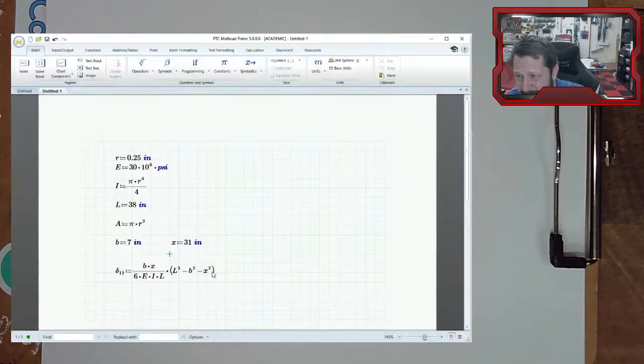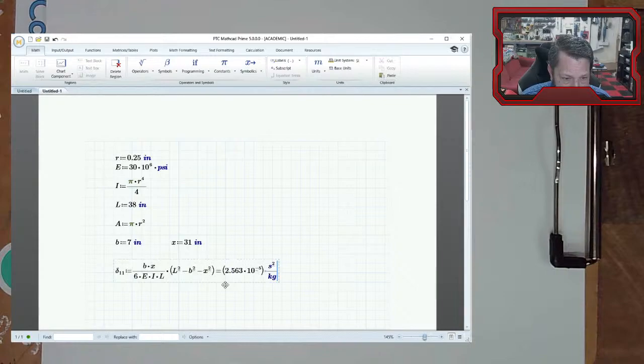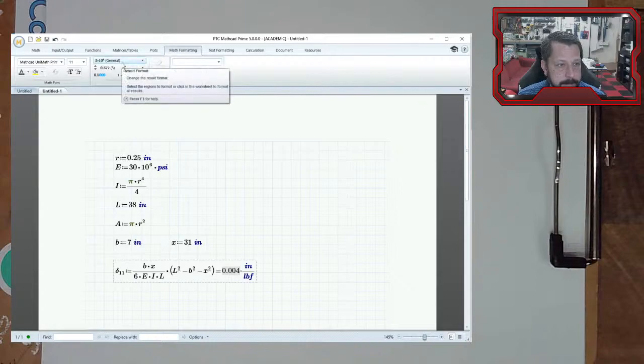So what I get when I evaluate this is a weird set of units here. Hopefully they come out right in a second. It's sort of like a spring rate. Spring rate is how much force you have to apply to get a certain amount of deflection. These influence coefficients are a certain amount of deflection per amount of force. Let's put some more decimals in there.